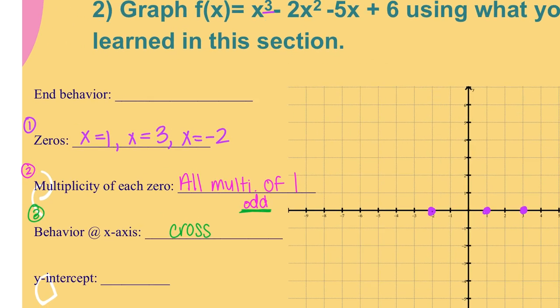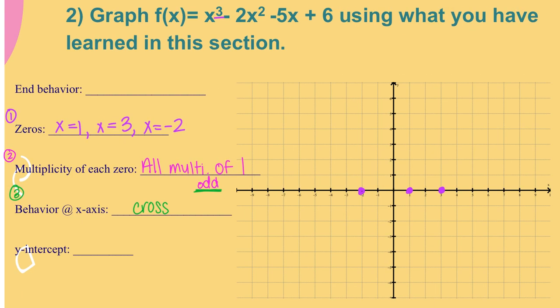So what does that mean, crossing? I'm going to look at my graph, and all that means is I'm going to cross at my dots. Okay, so draw little lines on those dots. Again, it's not bouncing, it's just crossing. So it's going to go through your zeros.